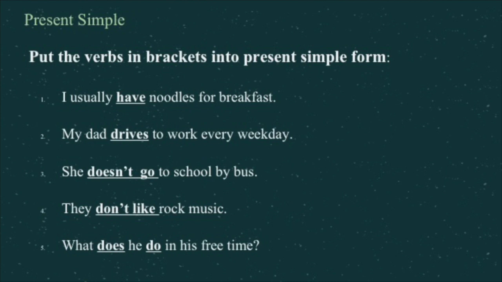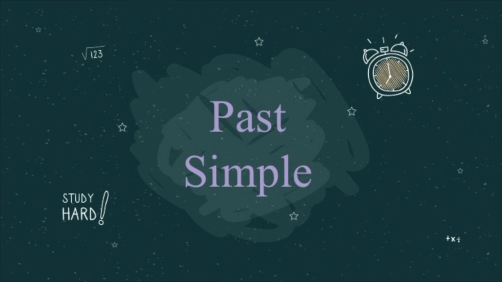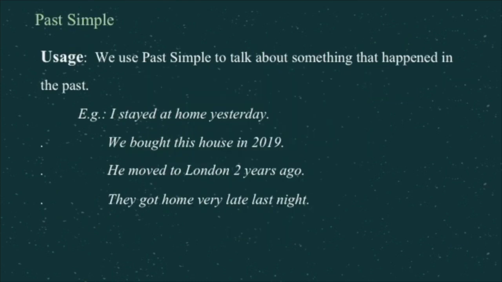The next one is the past simple. When do we use this tense? Well, we use this tense when we want to talk about something that happened in the past. Look at the example below. I stayed at home yesterday. We bought this house in 2019. He moved to London 2 years ago. They got home very late last night.